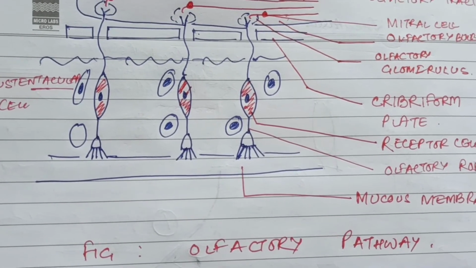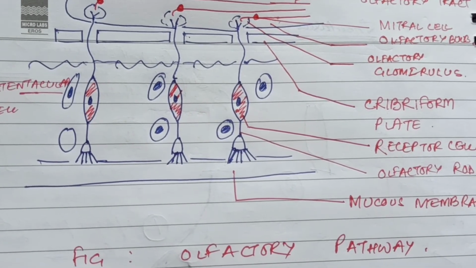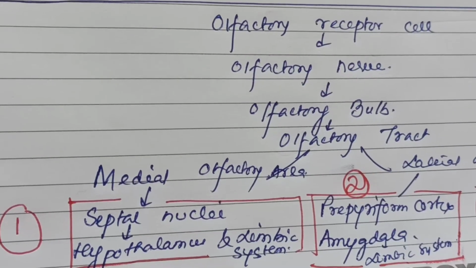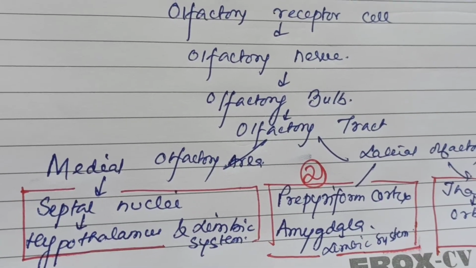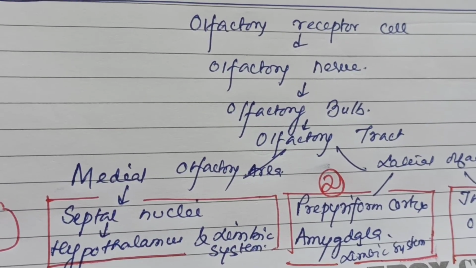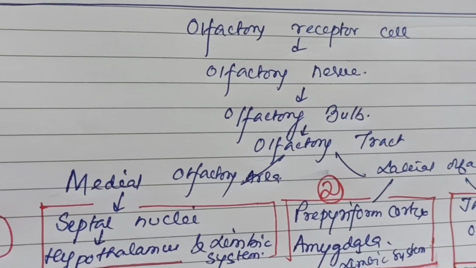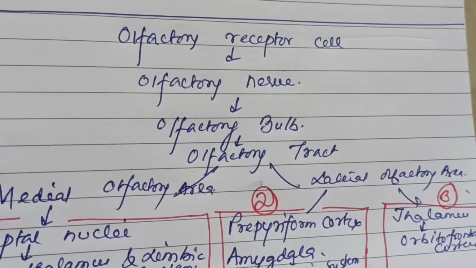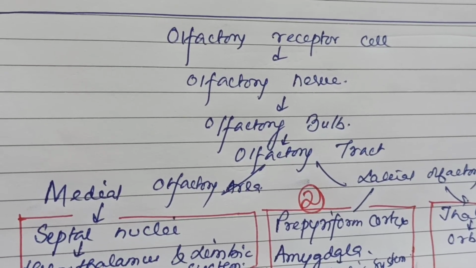So next, after this olfactory tract, the signal goes to the medial olfactory area or the lateral olfactory area. You can see here I have drawn number 1, which is the very old olfactory area. Number 2 is the less old olfactory area, and number 3 is the new olfactory area. These are all present in the olfactory cortex.